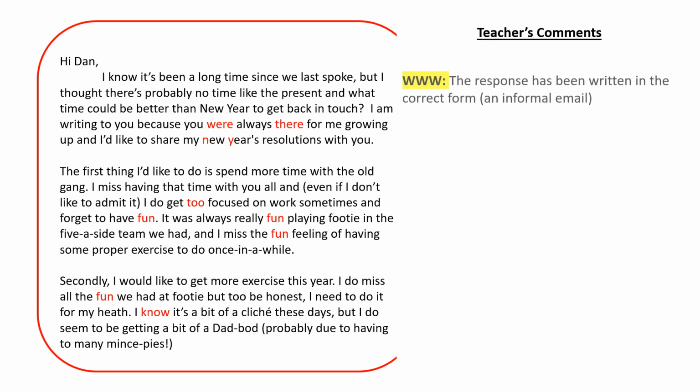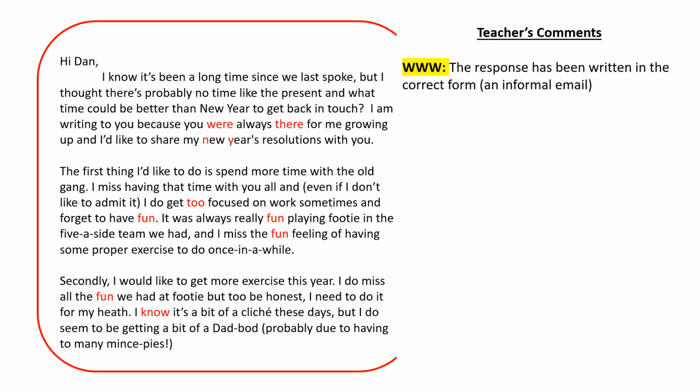So teachers' comments then. WWW. Now whenever we put that, it's a very common thing that you might see on marked work by a teacher. It means what went well. So the first thing that we'd identify here is that the response has been written in the correct form, which if you think back to the question and thinking about the TAP, the topic, the audience and the purpose, will be that you need to give an informal email.